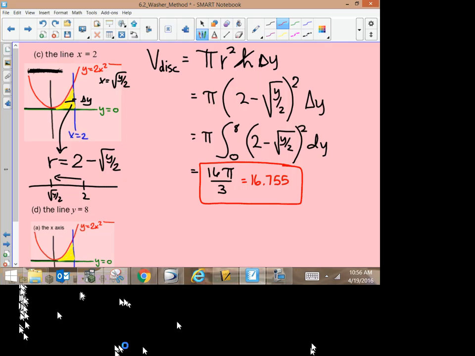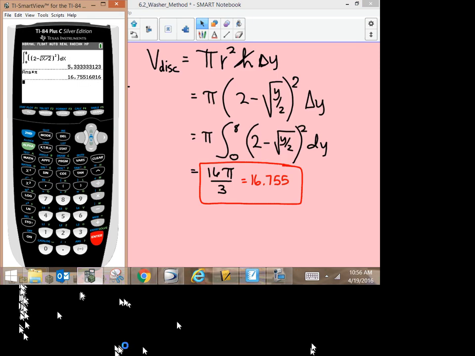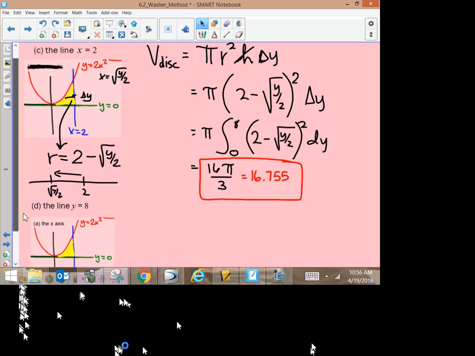Be careful how you put that in. You have to make sure this quantity is squared together. Remember the parentheses. Anybody not get that? Okay. All right, let's try the last one.